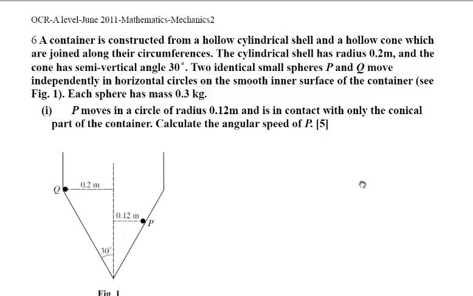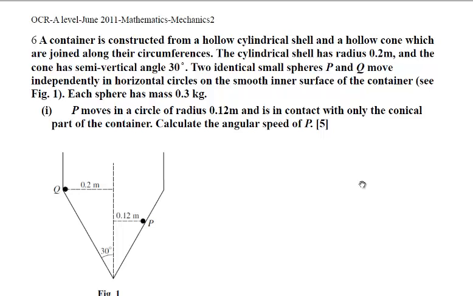Two identical small spheres P and Q move independently in horizontal circles on the smooth inner surface of the container. See figure 1. Each sphere has mass 0.3 kilograms.